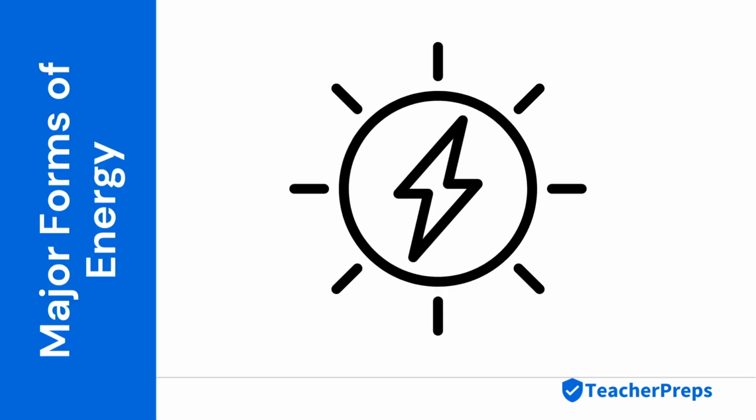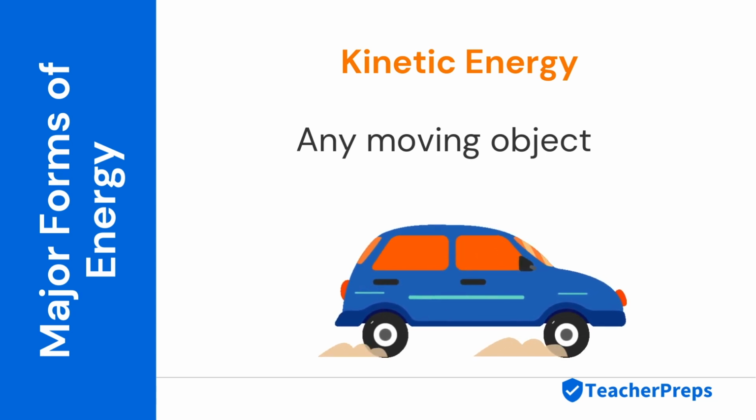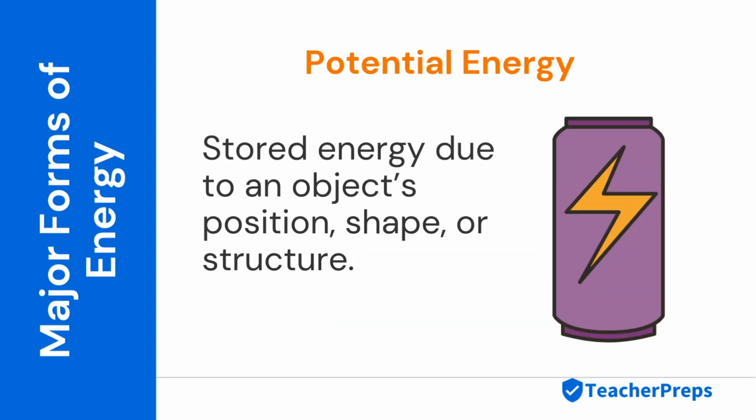Here are the major forms of energy, starting with kinetic energy, also called energy in motion, just like this moving car that you see on your screen right now. Next, there's potential energy, which is stored energy due to an object's position, shape, or structure.